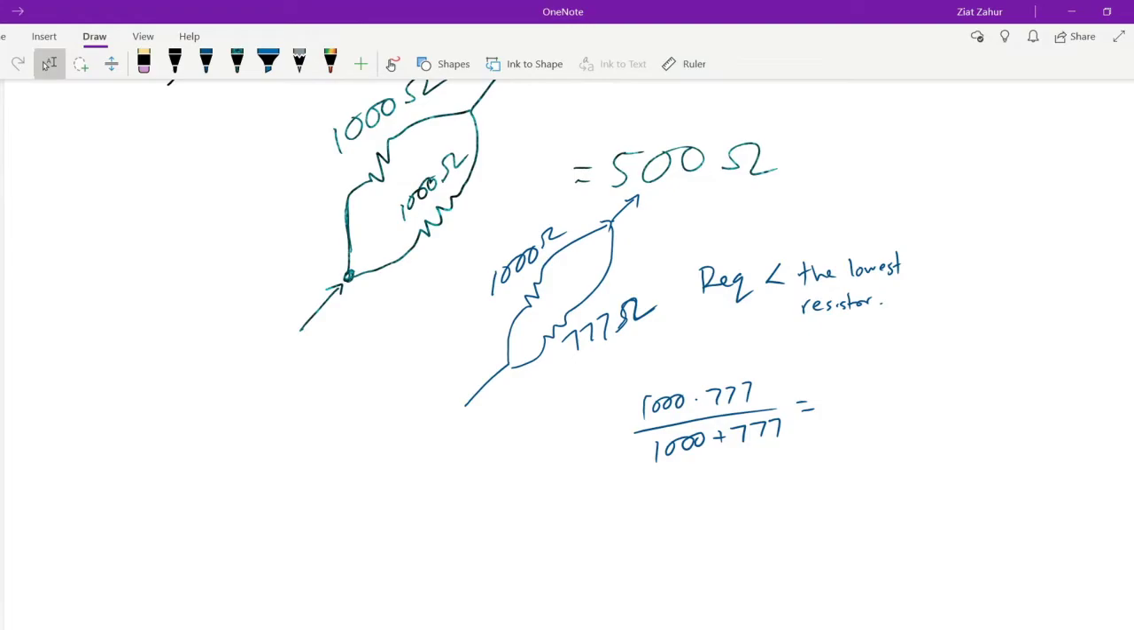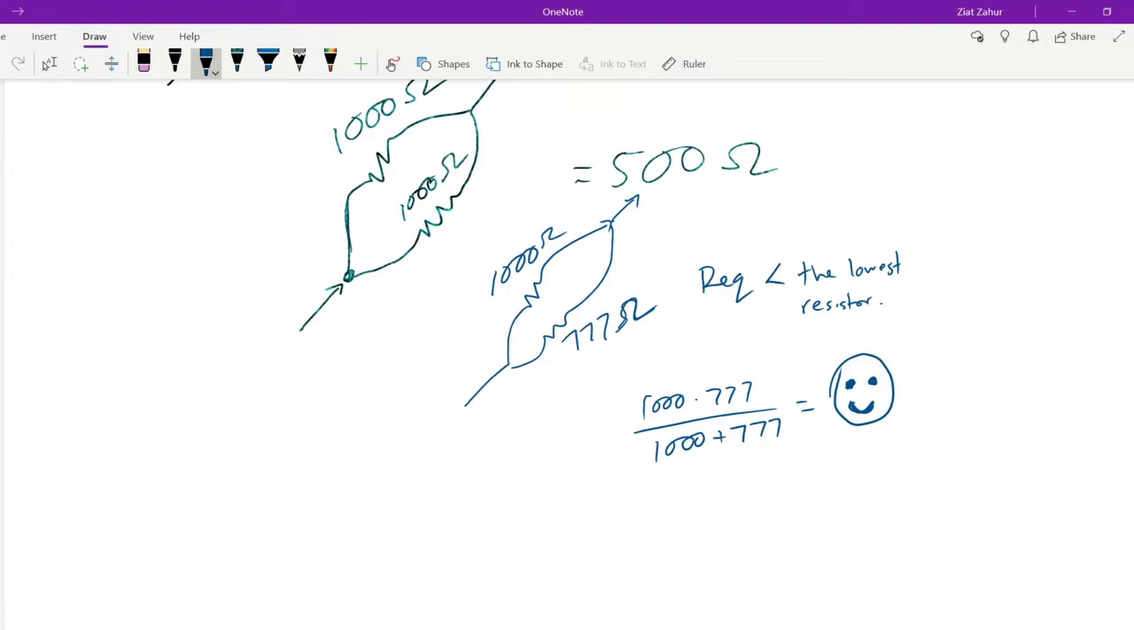Alright, anyway. So the value will always be less than either of the 2. That's because by opening up a new pathway, you're going to get more current flowing through your system. Even if you have more resistance in the other pathway, you're still getting more flow. Therefore, the overall resistance, Req, is going to be less.